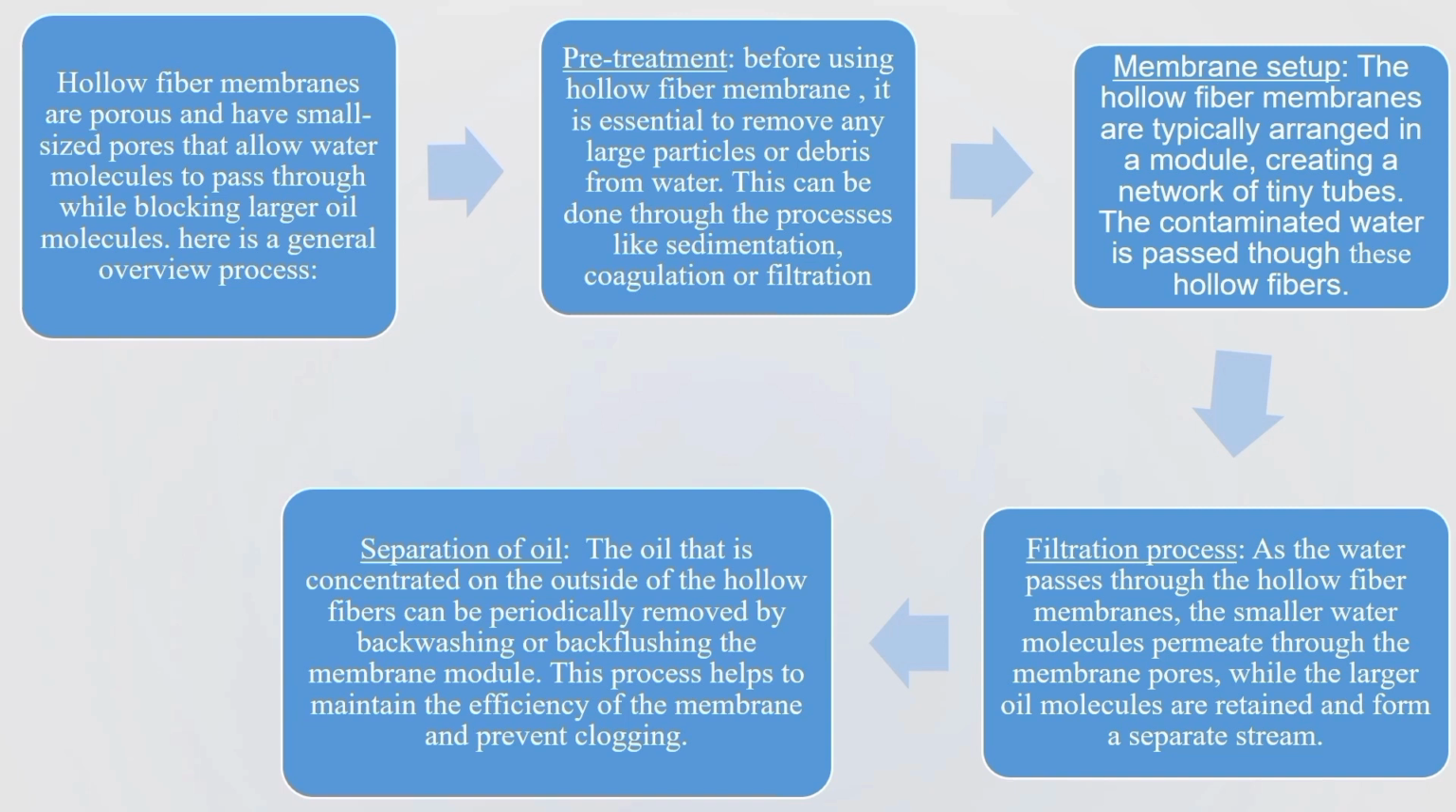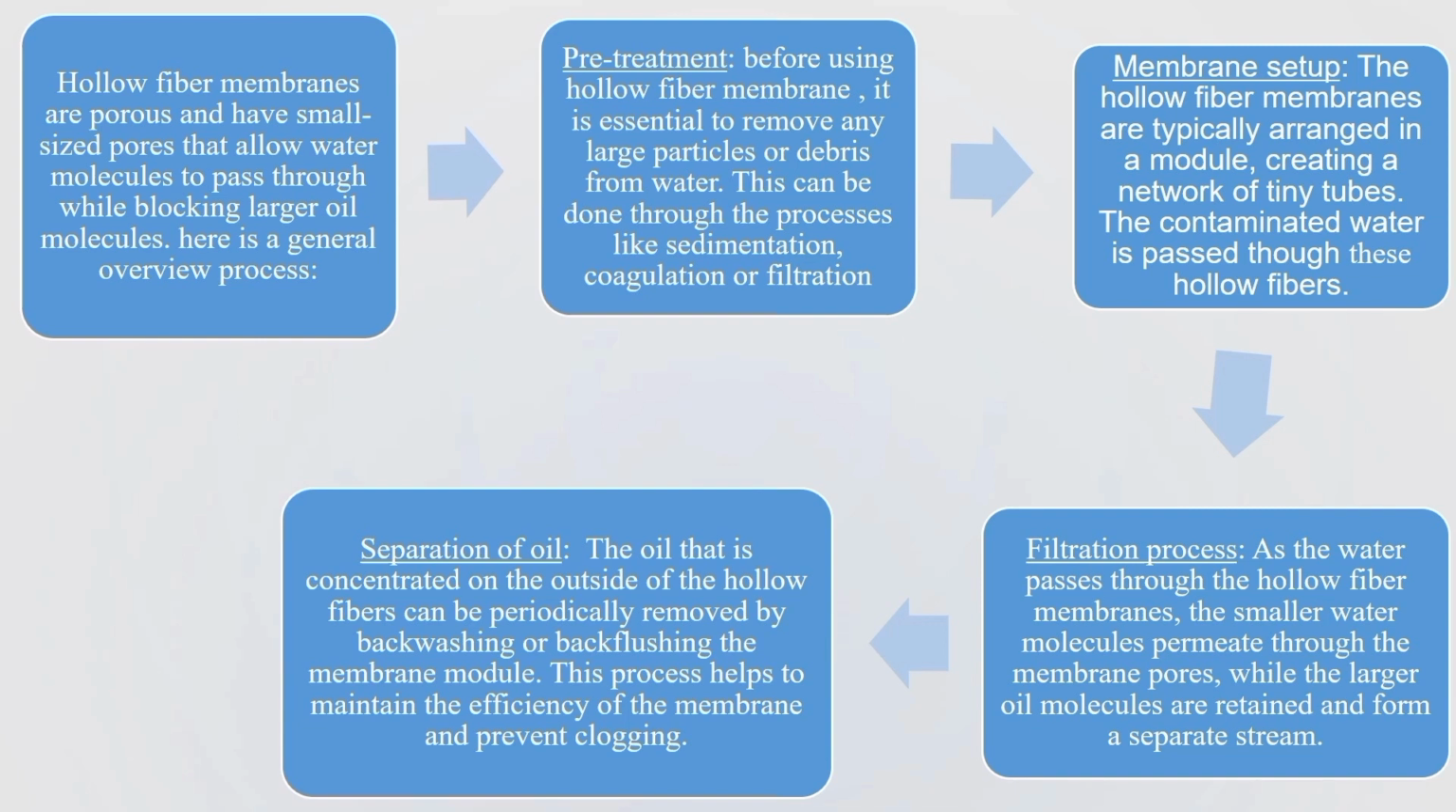The membrane setup. The hollow fiber membranes are typically arranged in a module, creating a network of tiny tubes. The contaminated water is passed through these hollow fibers. The filtration process. As the water passes through the hollow fiber membranes, the smaller water molecules permeate through the membrane pores, while the larger oil molecules are retained and form a separate stream.